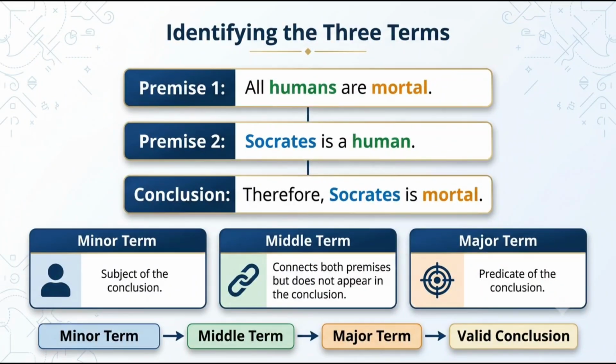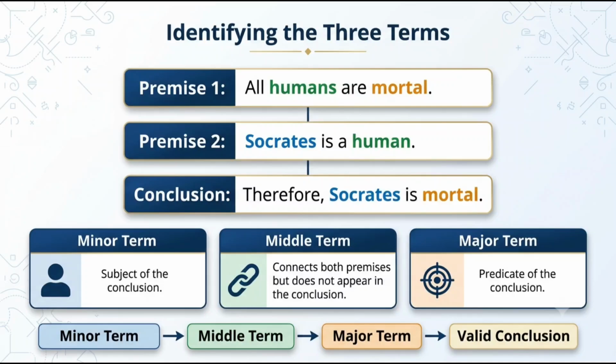Consider this argument. All humans are mortals. Socrates is a human, therefore Socrates is mortal. Here, mortal is the major term, Socrates is the minor term, and human is the middle term.